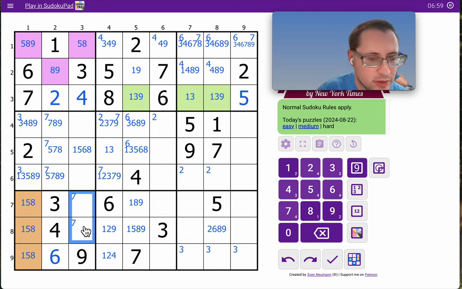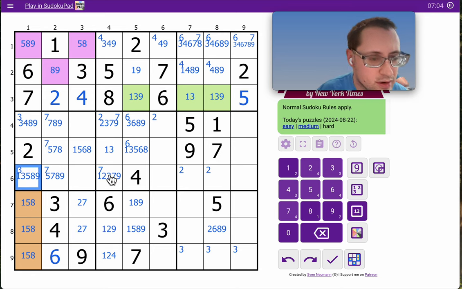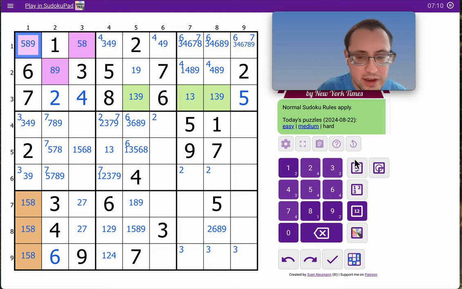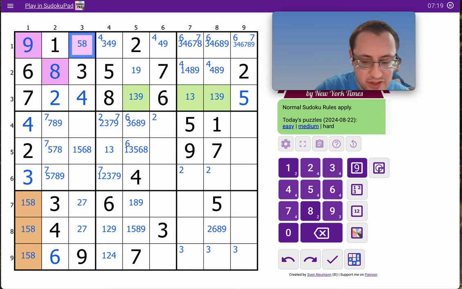Three, four, five, six, eight, nine, yeah, these are 2, 7. One, five, eight come out of here, and 8 comes out of there. 5, 8 comes out of here. Places 9, then 3, then 4. 9 makes this an 8. That is a 5.